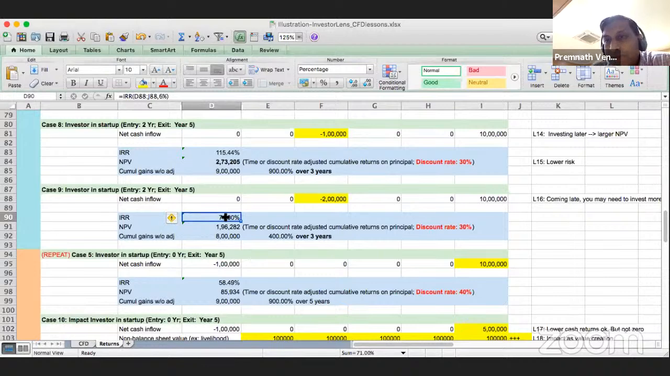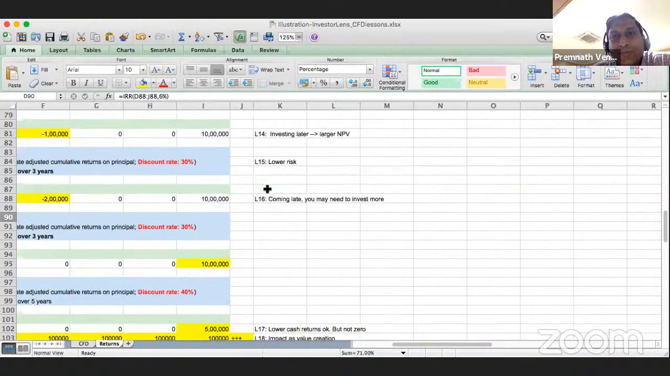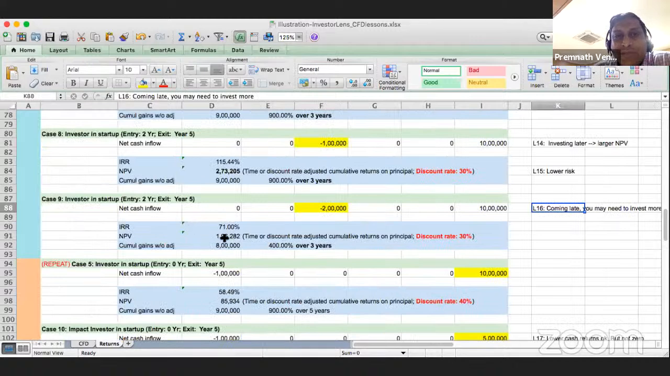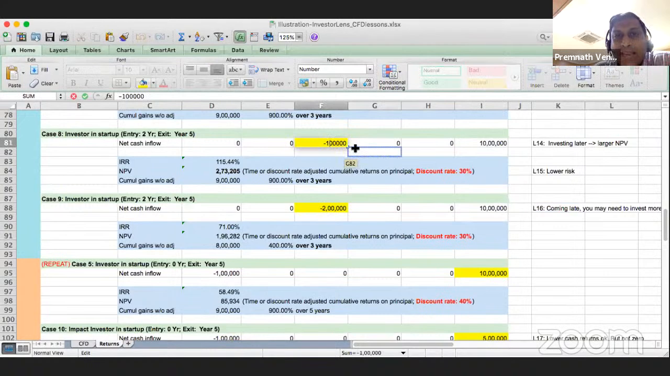So I hope this sends some few clear messages, right? So if you're coming late, you may need to invest more is a lesson. For the same return or comparable return, like here in this case, it's 1 lakh, he got this much, but because he's coming late, they may need to invest more and therefore the returns come down. So there is an incentive to come early if they're willing to take risks.